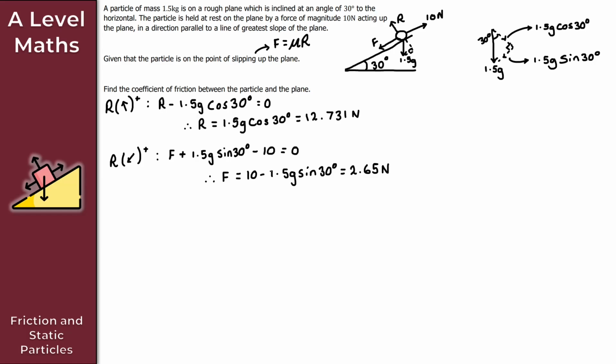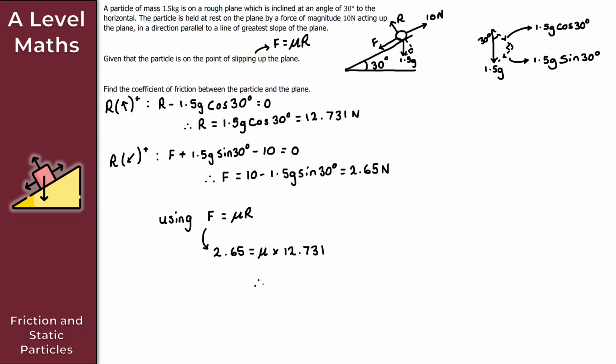So as we've mentioned, we've evaluated R here, we've evaluated F, so we can now go on to find mu, the coefficient of friction between the particle and the plane. So using F equals mu R, F is 2.65. What we get is 2.65 is equal to mu times R, which is 12.731.